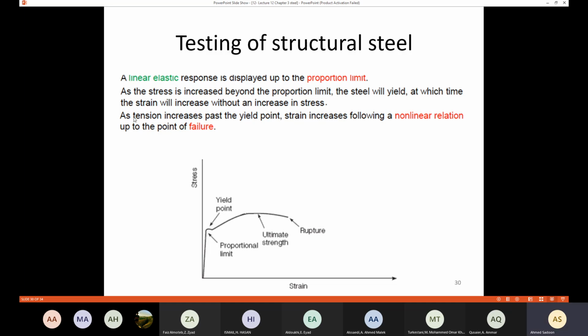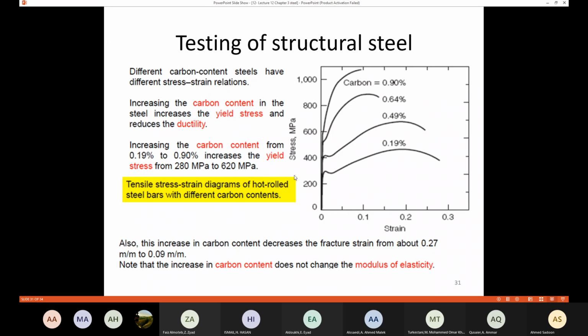Then after that, as tension increases past the yield point, the strain increases following a nonlinear relation up to the point of failure. So after the yield point here, the behavior is going to be non-linear, while the behavior before the yield point is going to be linear in general. Also, we need to understand the effect of the carbon on the stress strain diagram.